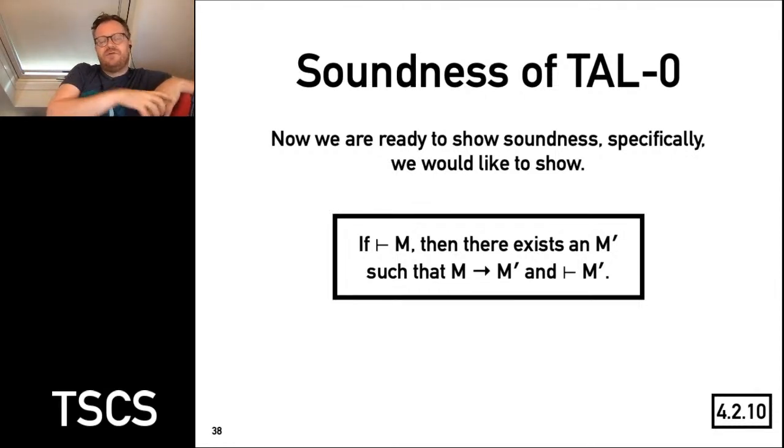So if we have a well-typed machine and there exists an M prime such that M evaluates in one step to M prime, this basically tells us that if we have a well-typed machine, there's always a next state, and this next state is also well-typed. So that means that it is sound.